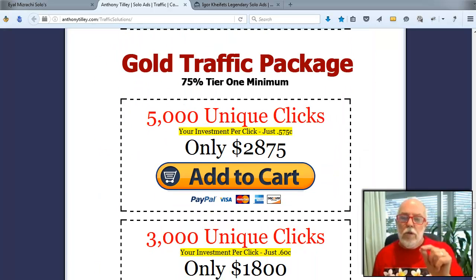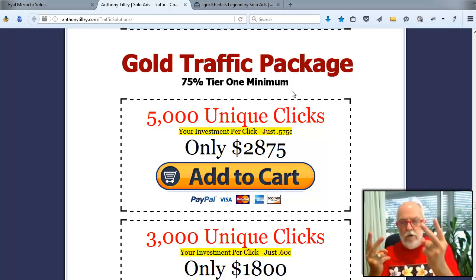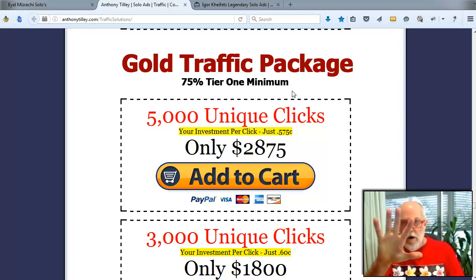Okay, so the point I wanted to make with Anthony Tilley, and as with some other solo sellers, they have categories of who they're going to send out to, because they can filter it. If you have a look here, it says 75% tier 1 minimum. Now, tier 1 is basically all the English-speaking countries that have got money. We've got US, Canada, Australia, New Zealand, and the UK. So whenever you hear the term tier 1 or top tier, that's referring to those 5 countries only.